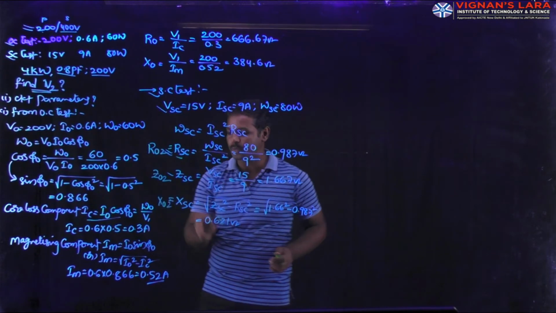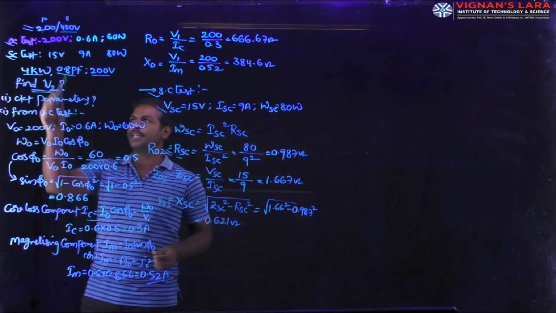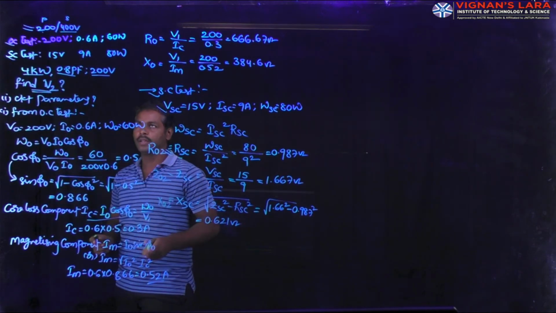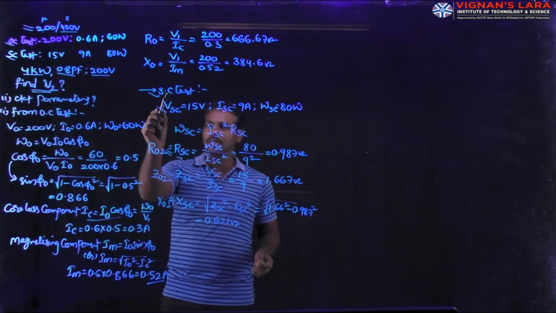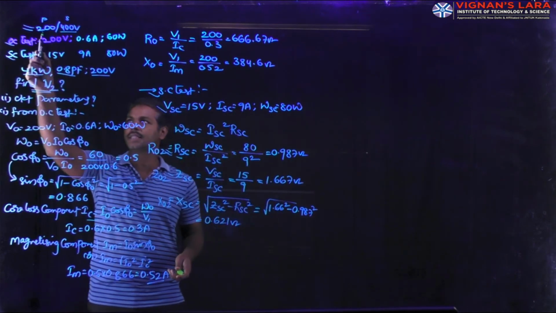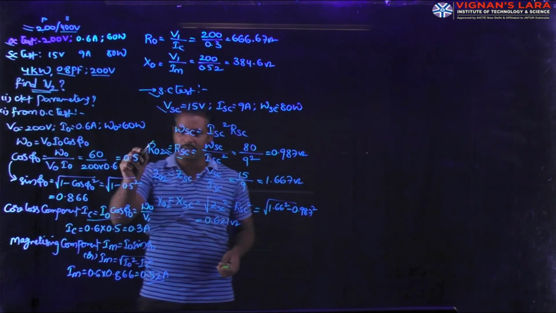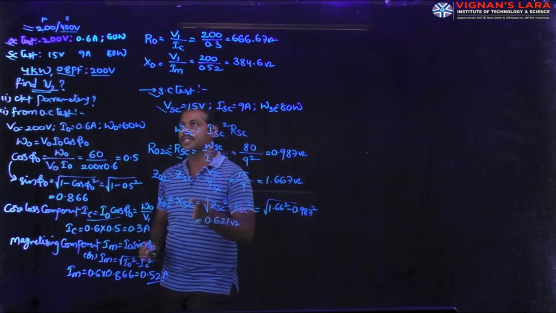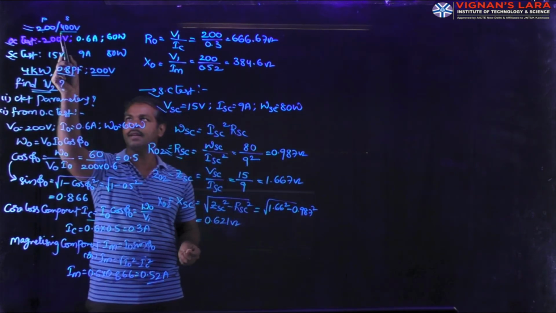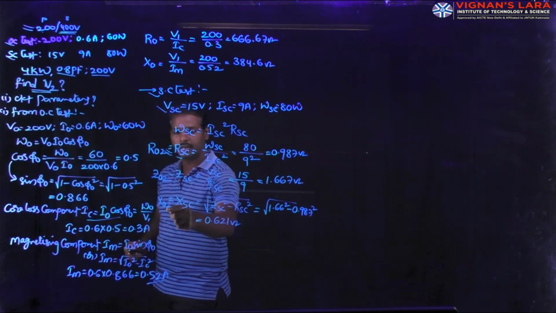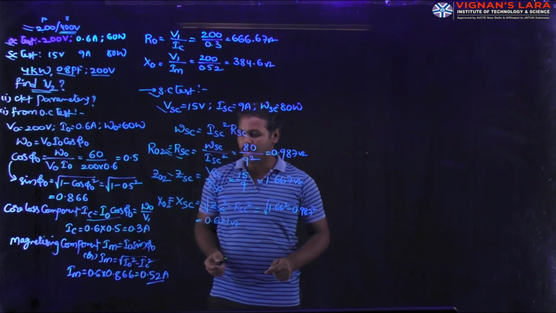If the transformer rating is represented as 400 by 200 volts, the short circuit test is conducted on the HV side, where high voltage exists on the primary side, and then we get R01, Z01 and X01. Based on the given problem, high voltage exists on the secondary side, so we get R02, Z02 and X02.